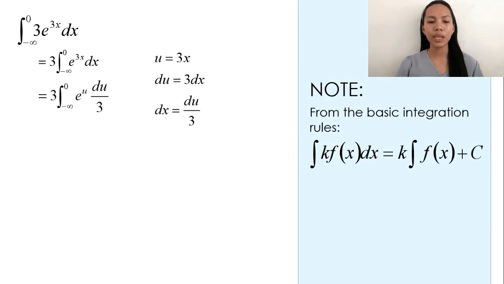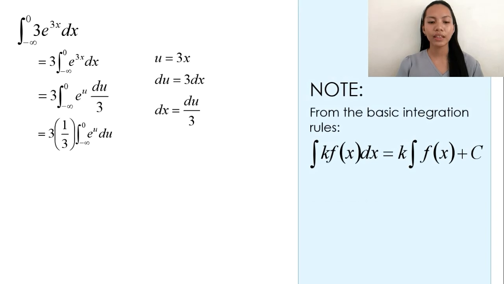Then, the next step will be 3 times 1 all over 3, then du. So, nilabas ang 1/3 sa du all over 3, dahil ito ay constant. So, ang lalabas dito is 3 times 1 all over 3, integral of e raised to u du from the limits negative infinity to 0.